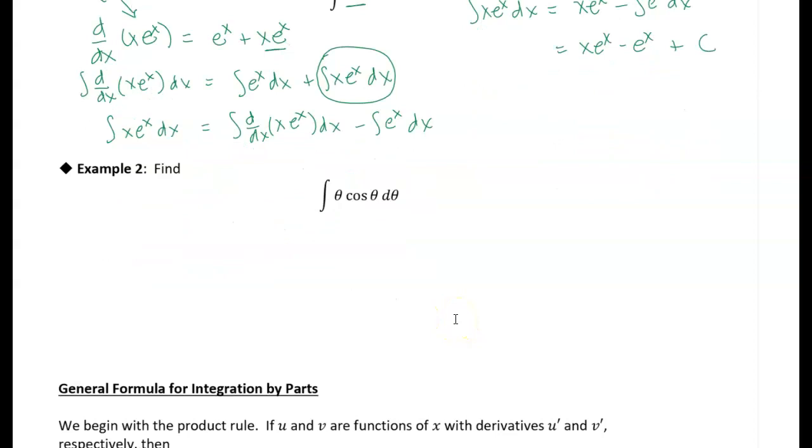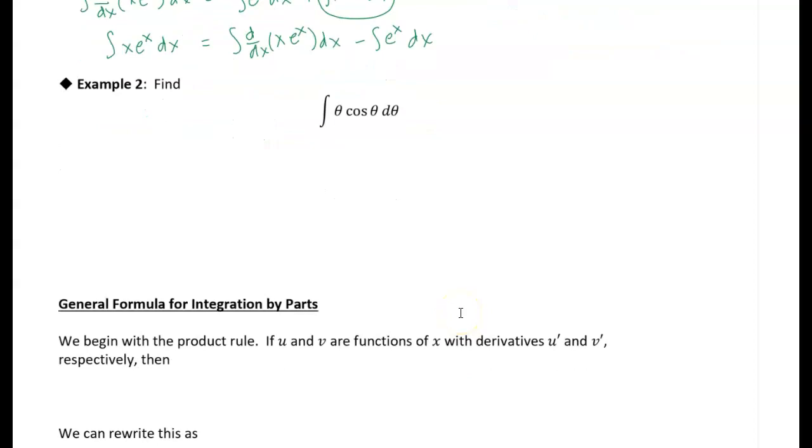It's very similar, all right? Only now we're trying to integrate theta cosine theta d theta. So again, I'm just going to try a guess first and then see if I can rearrange it to get what I want. All right. So this looks very similar. So I'm thinking, okay, product rule. But in this case, the antiderivative of cosine is sine, right?